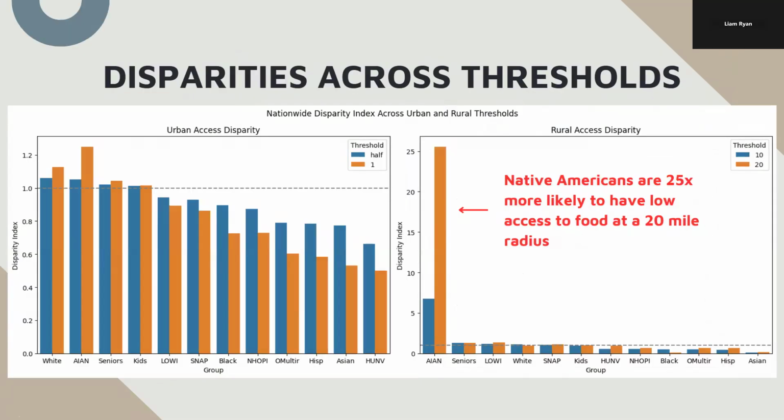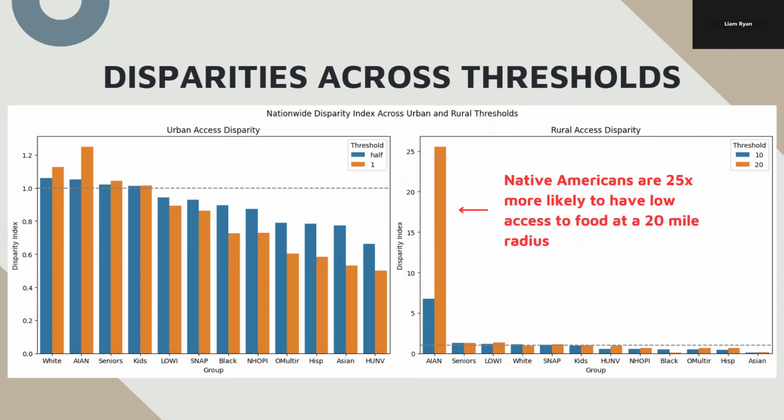Our methodology for computing this index provides a snapshot at a given distance threshold, so varying definitions of low access can change the results. Overall, the disparity index gives us a quantitative way to identify groups that are most vulnerable to low food access. In our analysis, we observed that Native American populations in rural areas had the highest disparity indices, 25 times higher than the general population.